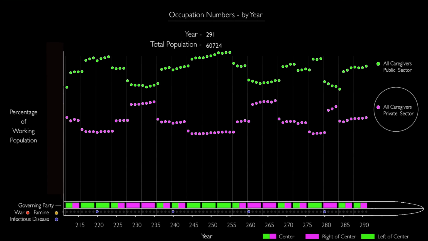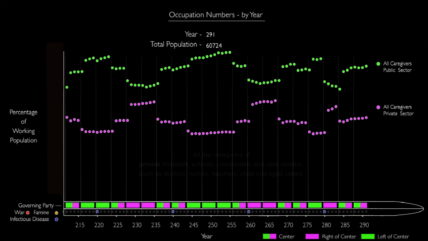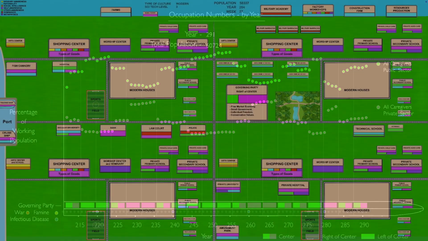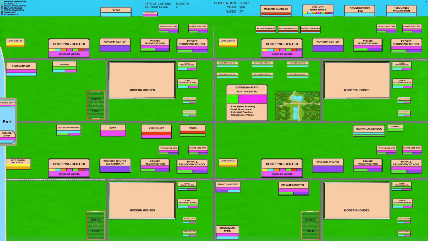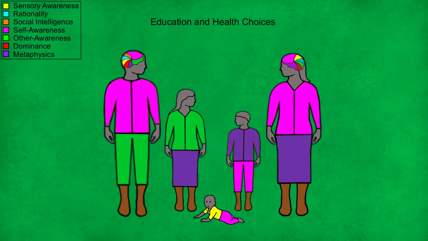Now we see the numbers for those counterpart occupations in the private caregiving sector, without the public servants. So all the caregivers at private hospitals, schools, universities and care centres, such as doctors, nurses, teachers, child and aged carers. And it's important to note that these occupations in the private sector are both manifestations of self-awareness and of other awareness. This is because the individuals who go to private hospitals or care centres or send their children to private schools or private universities are making a personal decision to do so, due to the fact that they prefer to have their self-awareness neurochemical processes stimulated.